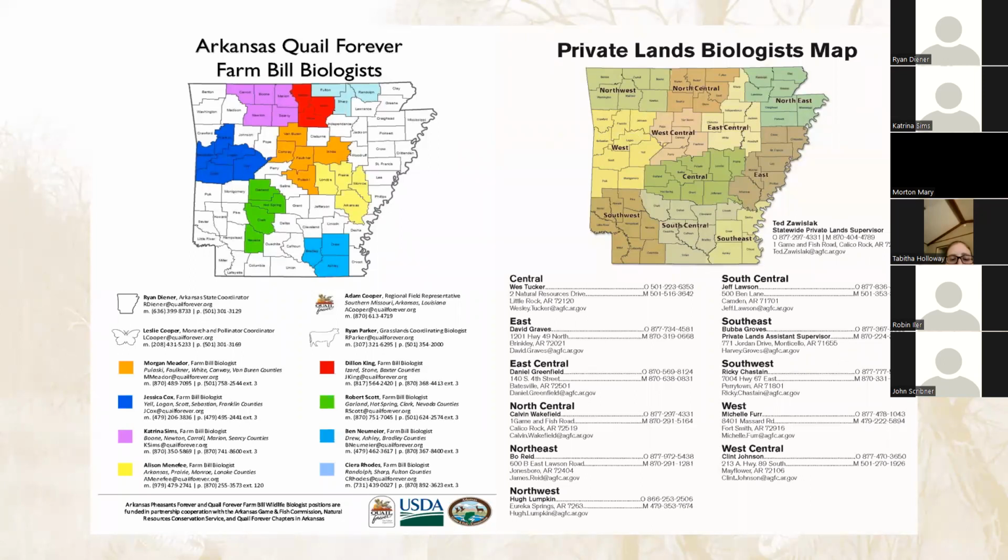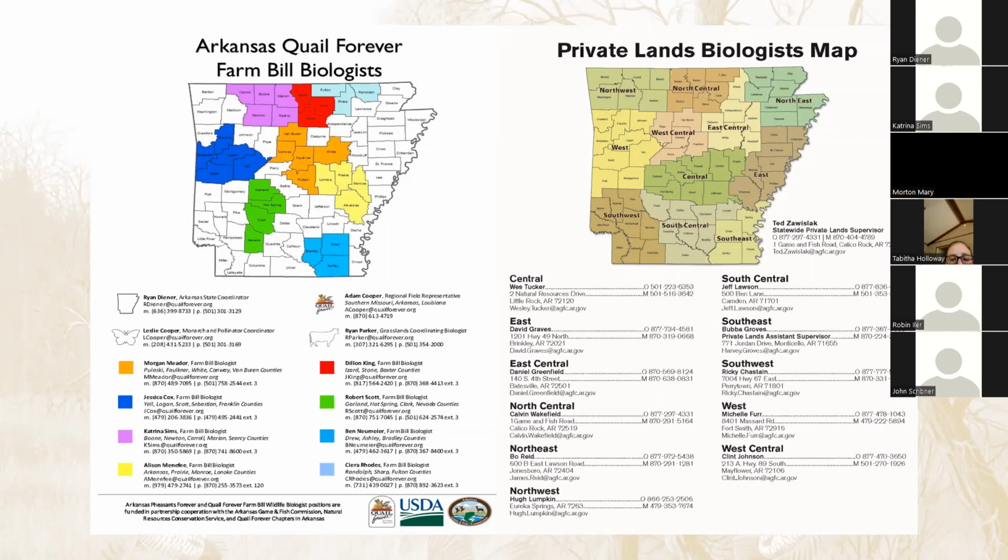Here are some pictures of the map. So, the Arkansas Quail Forever Farm Bill Biologist. So my area is that dark blue. Katrina is in the purple. But these other areas, if you happen to be in another part of the state, we don't quite cover every county, but we can still help you out in any way we can.